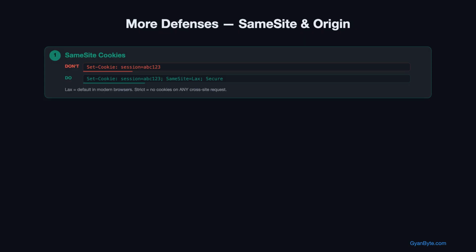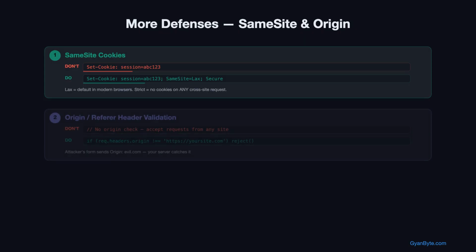Strict is even stronger. No cookies on any cross-site request, even link clicks. Use Lax for most cases. Strict for highly sensitive apps.